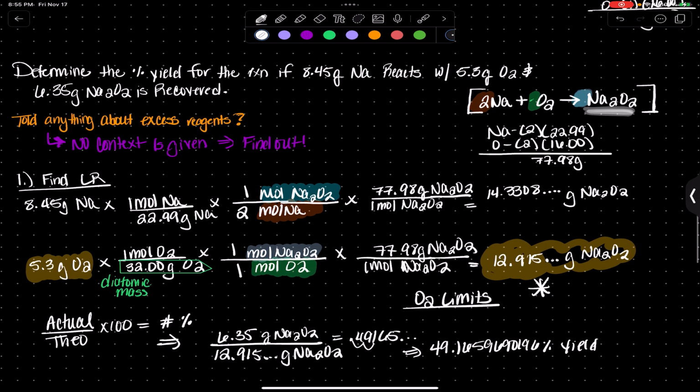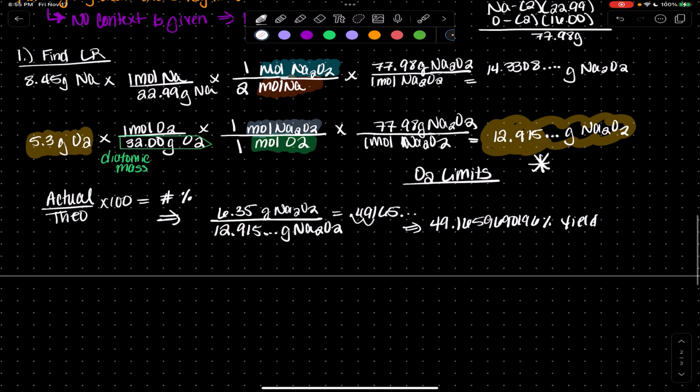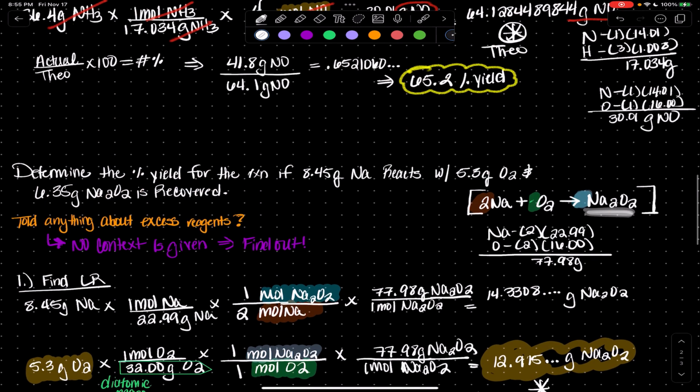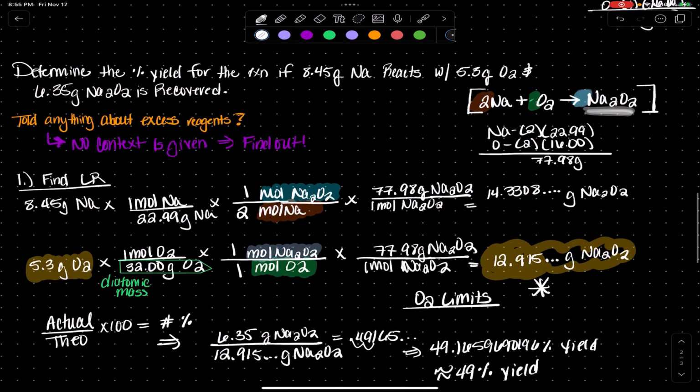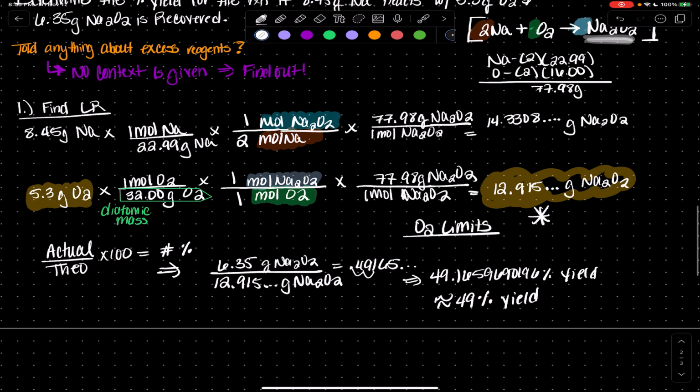Let's get that calculator out of the way and see how many sig figs we're given. I see 2 here, I see 3 here. I should be reporting in 2 significant figures. So you're roughly dealing with a 49% yield. So that will give you, determine the percent yield for the reaction. You will have 49% yield with that perceived value. Easy, breezy, beautiful.